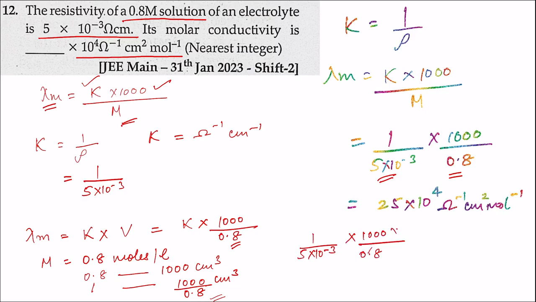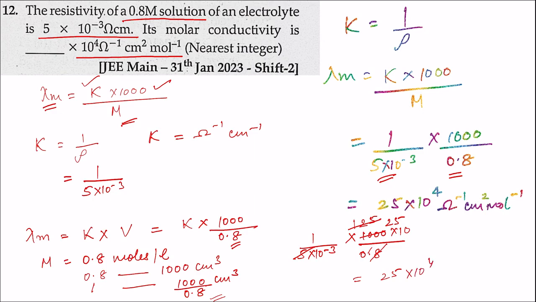Removing the decimal, this will be into 10. Then 8 1s are 8, 8 2s are 16, 8 5s are 40. Then 5, 5 2s are 10, 5 5s are 25. Solving, this is equal to 25 into 10⁴.